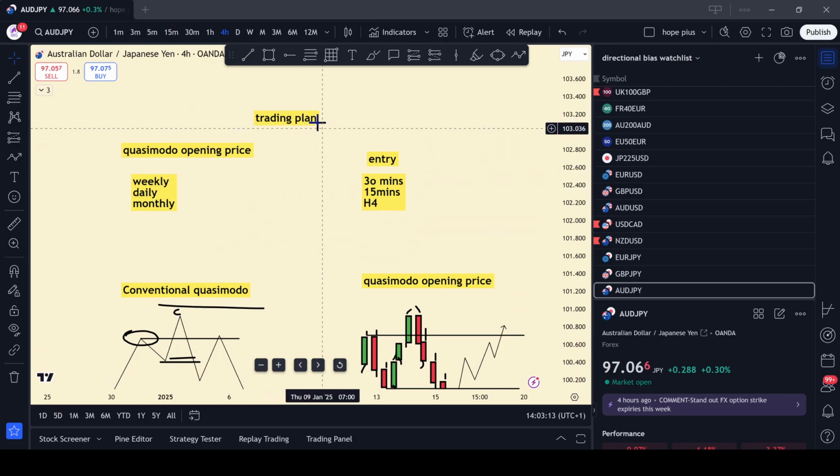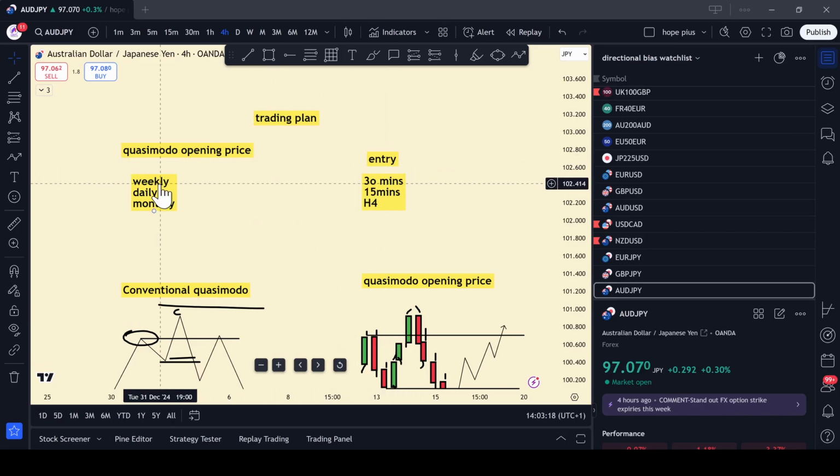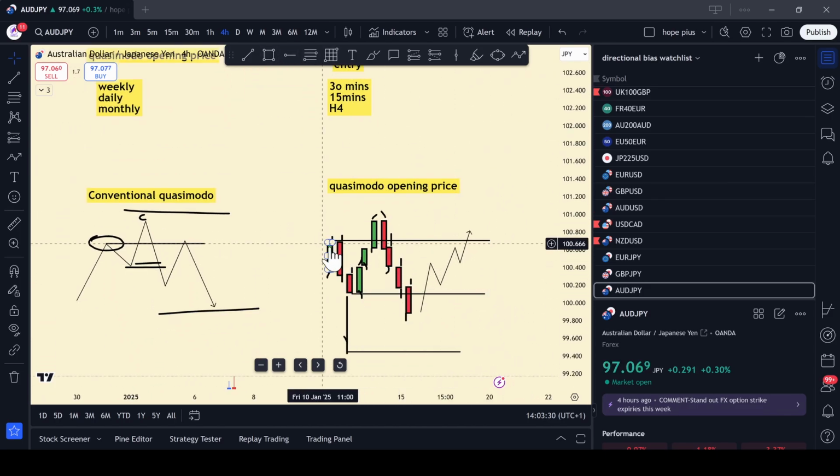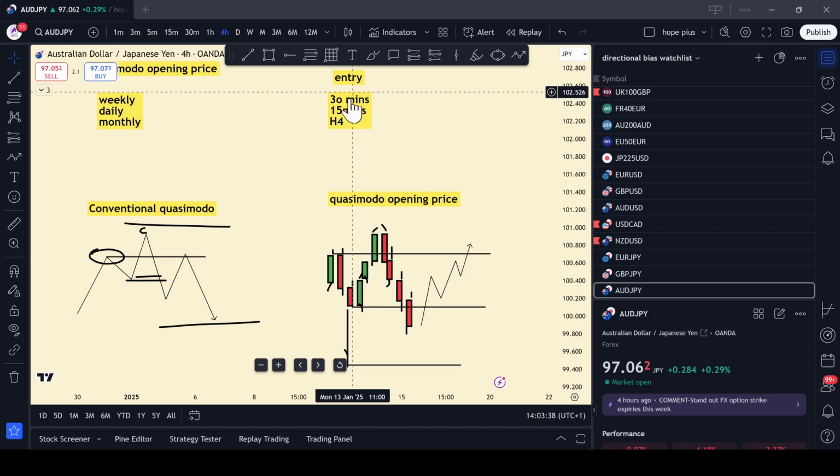Now, on the entry time frame, you mark this time frame in line with the weekly or with the higher time frame. These are the higher time frames, these are the lower time frames you use. Now, once I mark my reversal opening price, let's assume that this Quasimodo opening price here is on the weekly. This is the weekly. As price approaches here, I have to switch to the 30 minutes to look for something. That thing I will tell you shortly.